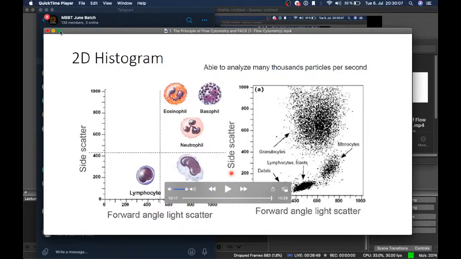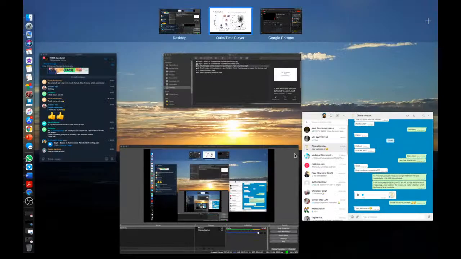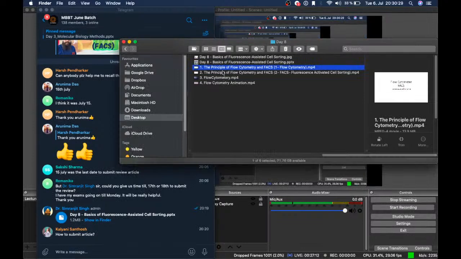So basically in this, your eosinophils, basophils, and neutrophils are being separated, monocytes on this histogram, and lymphocytes on this one. So everything is sorted out with the forward angle scatter and the side scatter. Now it's time to even further separate them according to their complexity. We will discuss them in the next part.